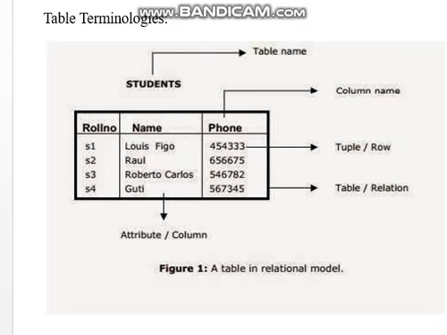The number of rows here is 4, and each is called a row or tuple. Then we have a column, which is called a column. We have a column name, which is also called an attribute. So these are the table terminologies which we will use in SQL. Now, to create this table or to modify the structure of a table, we will be using DDL commands, that is data definition language.